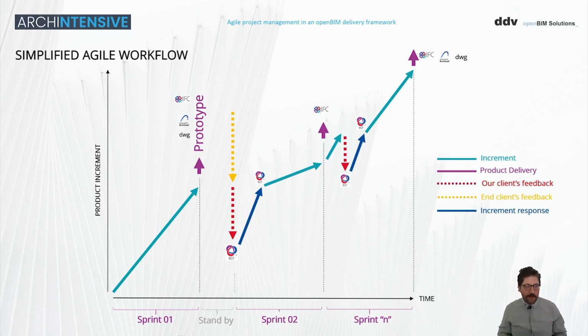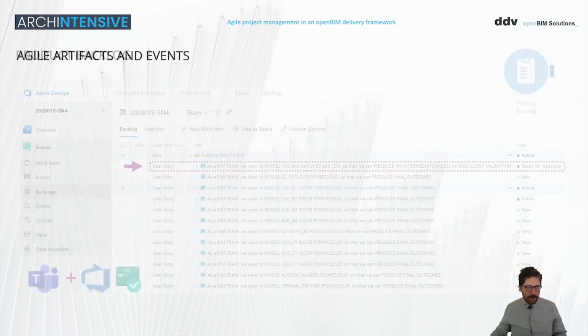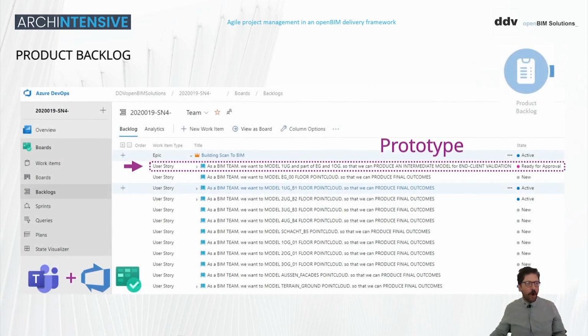So this is more or less what usually happens in our daily activity with clients in which we are applying Agile and also an openBIM activity. Let's go now more into details, trying to use some of the Agile terminology, artifacts and events from that method. And I will show you how we are applying it directly in our platforms.